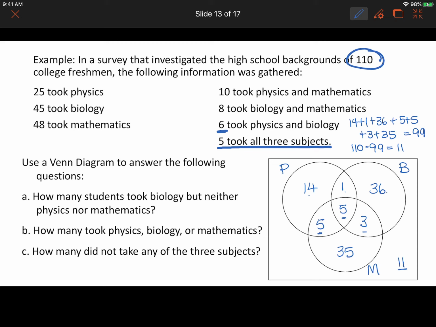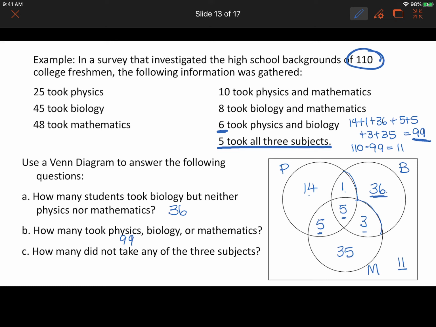All right, let's use our diagram to answer the questions. How many students took biology but neither physics nor mathematics? So I'm looking here in my biology circle, and I want just the students outside of the physics or the math. So 36 students took biology but neither physics nor math. How many took physics, biology, or mathematics? That's the union of the 3 sets, and to get those students, I would add up all of the numbers in my circle, which I've already done over here. So 99 students took physics, biology, or mathematics.